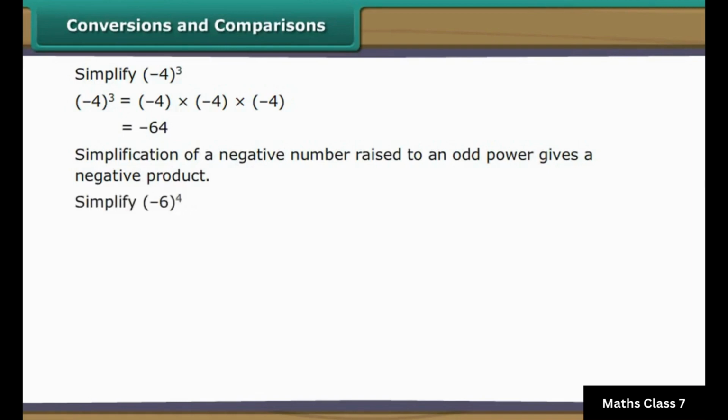Let us now simplify minus 6 raised to the power 4. Minus 6 raised to the power 4 is equal to minus 6.